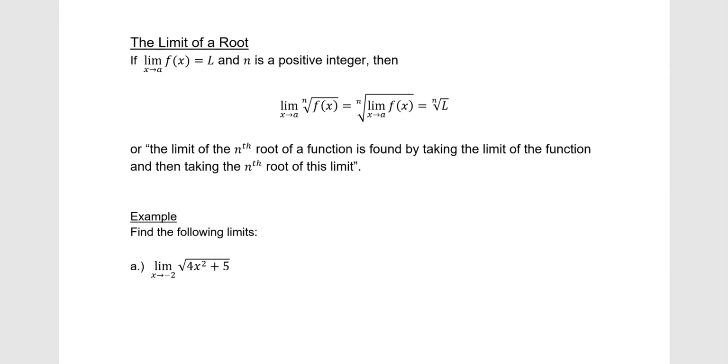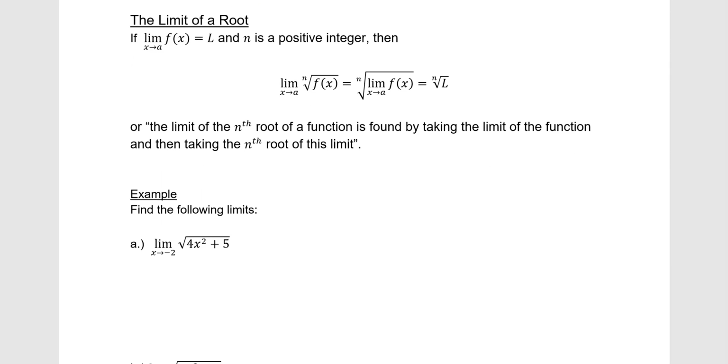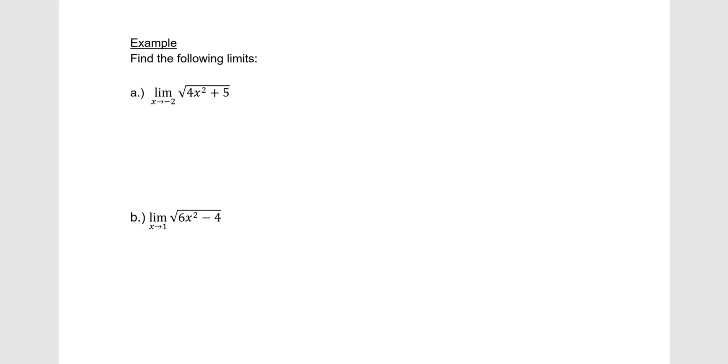Okay, so next, limit of a root. This is essentially very similar to what we just did. Instead of a positive exponent, we have some sort of root, square root, cube root, fourth root, and so on. If you're taking the limit of a function under a root, you can take the limit of the function first and then take the root of that answer. Okay, let's see these examples.